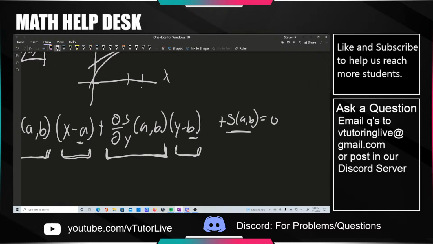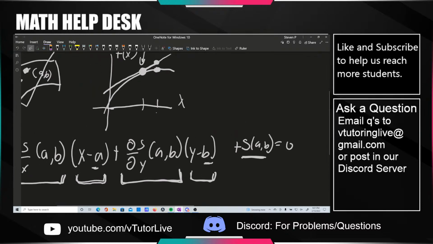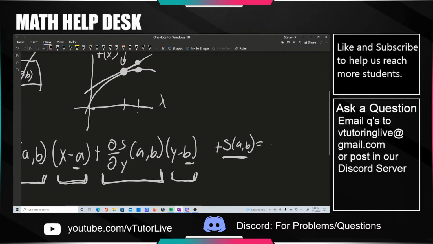plus some initial value, I guess the height of the original point in question, is going to take you to the height of z. Right? It's going to approximate the value of z. Hopefully that makes some intuitive sense, right?